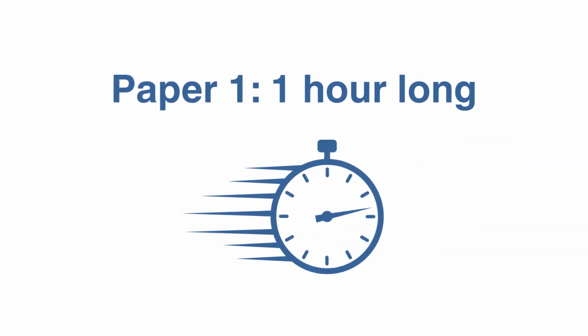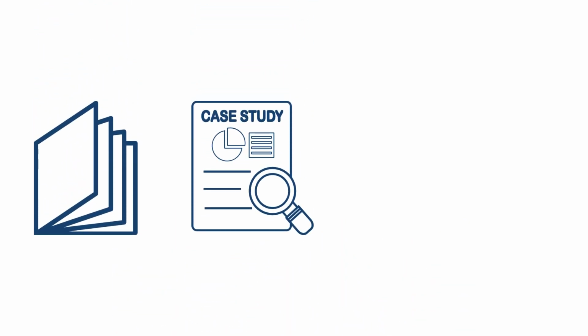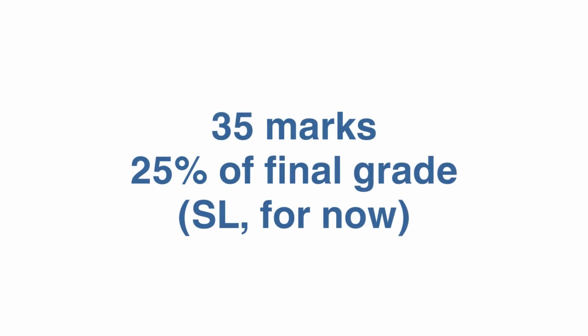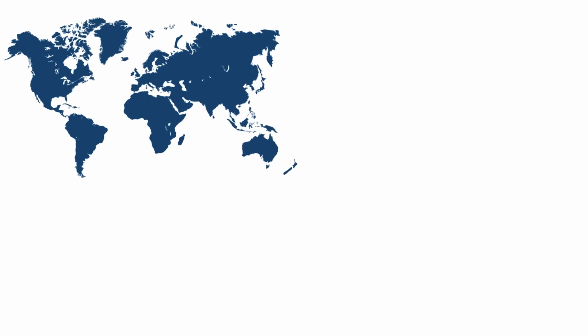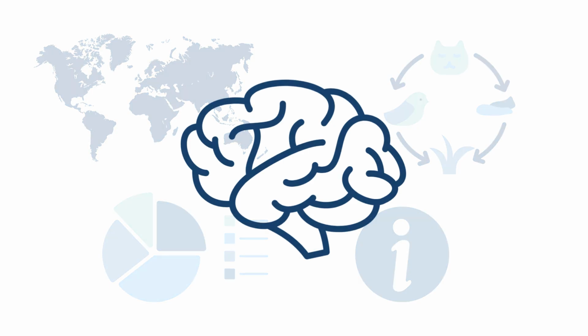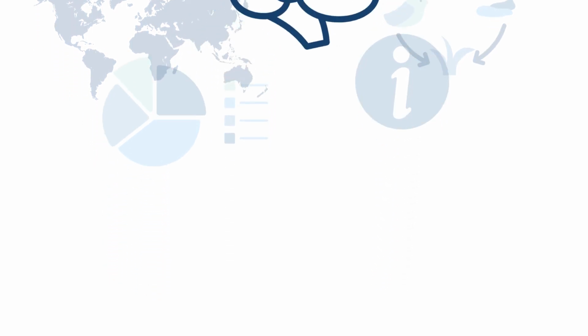So, Paper 1 is a 1 hour long exam that consists of a resource booklet with a case study, and there is a separate paper where you will have short answer questions. It has 35 marks total and is 25% of your final grade. The resource booklet may contain maps, diagrams, statistics, and information you have to interpret while answering the questions, and you also have to use your knowledge of the course.